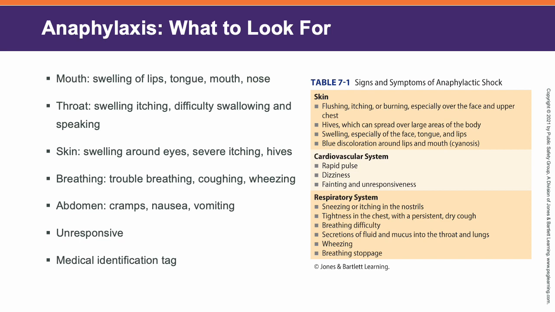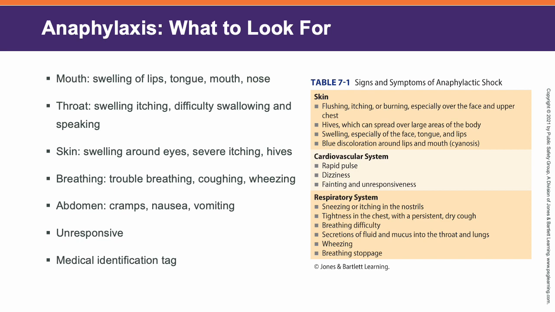So, some things to look for: may have swelling of their lips, their tongue, their mouth, their nose. Their throat may feel itchy and start to swell. Might have difficulty swallowing or speaking. They can have swelling around their eyes with severe itching and/or hives. May have trouble breathing, coughing. They may be wheezing when they're trying to breathe. They may have cramps and nausea or vomiting.